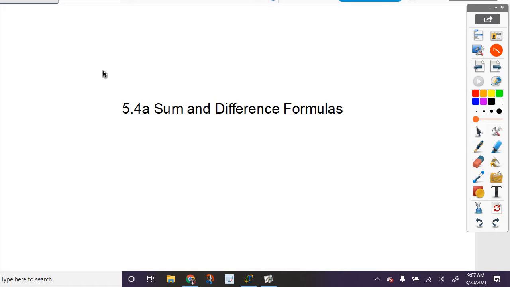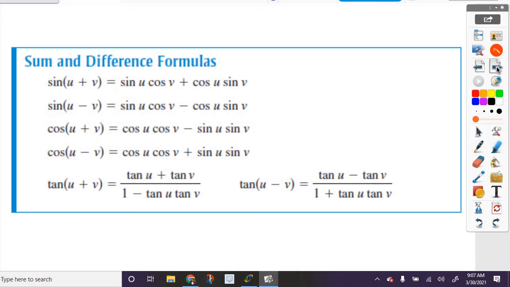We're at the last part of our Chapter 5B unit, and that is over our sum and difference formulas. Now, with our sum and difference formulas, we have 6 different types, and that's because we have an addition and subtraction for each of our 3 main trig functions.